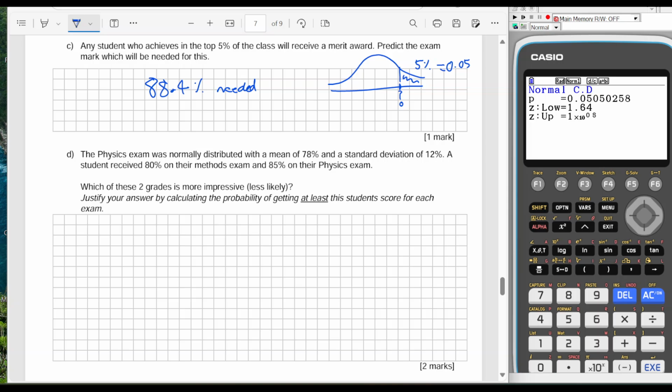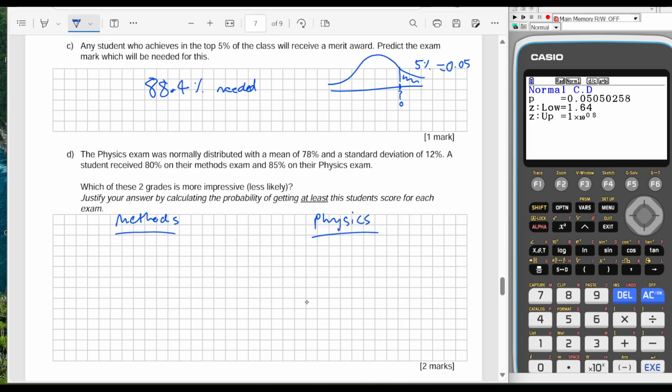So you got your physics exam as well, and you're trying to figure out which 2 grades are more impressive. I know some people have looked into z-scores. That's the formal way to answer this question, but that's technically not learned until year 12. So we're going to have to calculate some probabilities. So we're going to look at methods and physics.